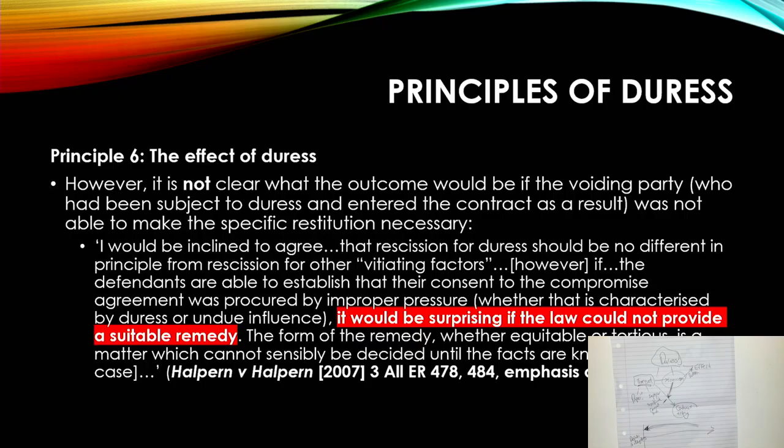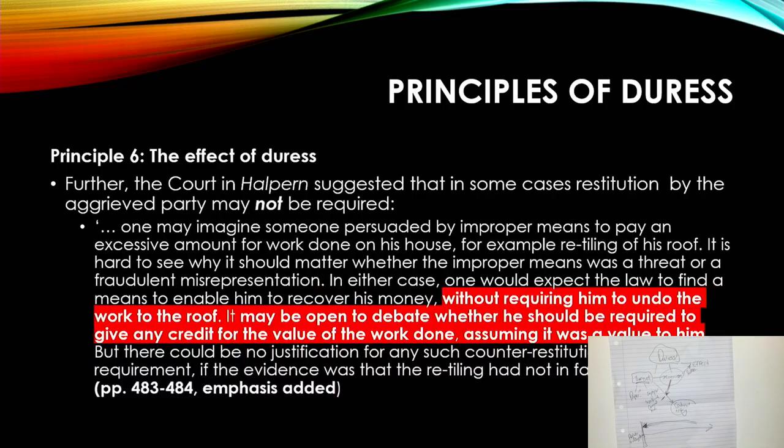There's got to be some way that the duress cause of action or defense can still give relief to a claimant, even if they can't necessarily make the specific restitution necessary to bring the parties back to this point before execution. Okay? One example the court gave at page 483 was to say someone persuaded by improper means to pay an excessive amount for work done on his house, for example, retiling of his roof. It is hard to see why it should matter whether the improper means was a threat or fraudulent misrepresentation. So let's just say it's a threat.